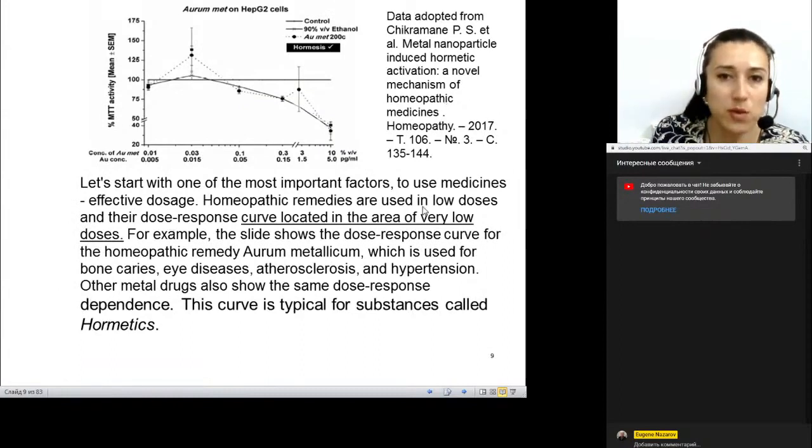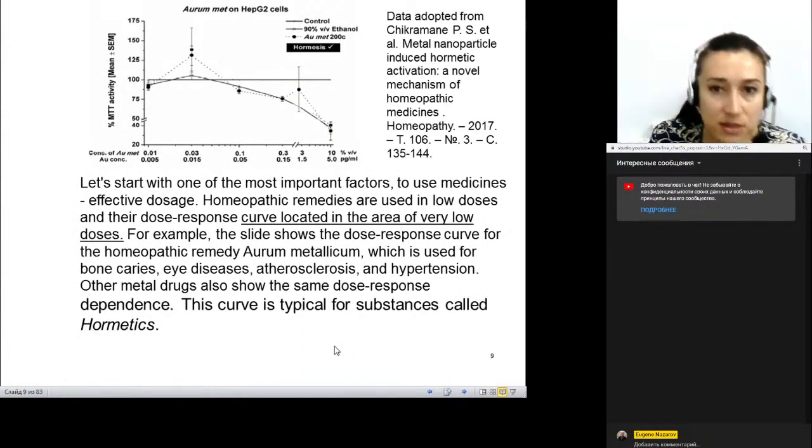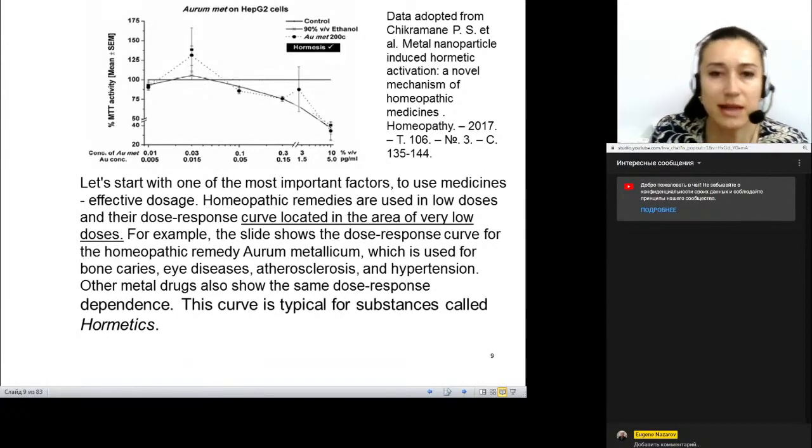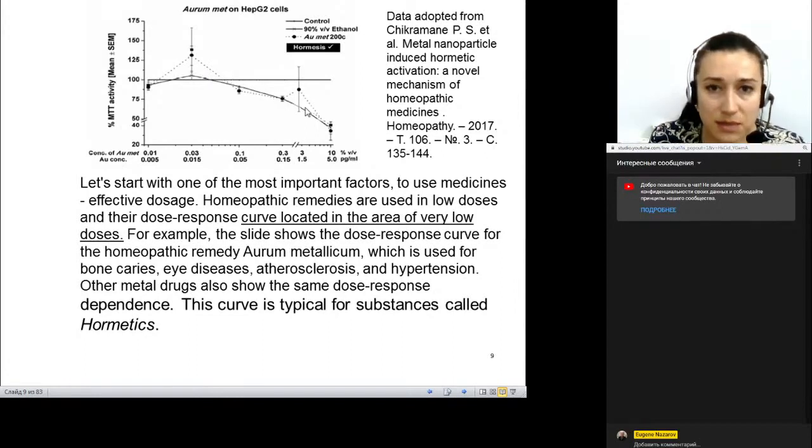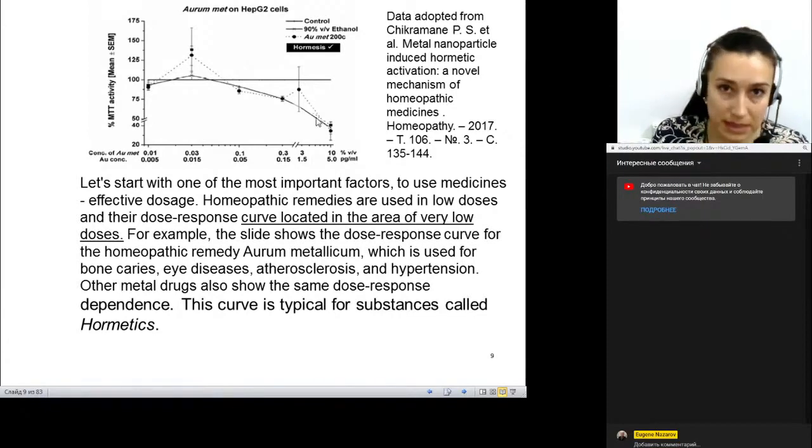So let's start with one of the most important factors in using medicine: effective dosage. Homeopathic remedies are used in low doses, and their dose response curve is located in the area of very low doses. For example, this slide shows the dose response curve for bone caries, eye diseases, atherosclerosis, and hypertension. Other metal drugs also show the same dose response dependence. This curve, which you can see on the table, is typical for substances called hormetics.